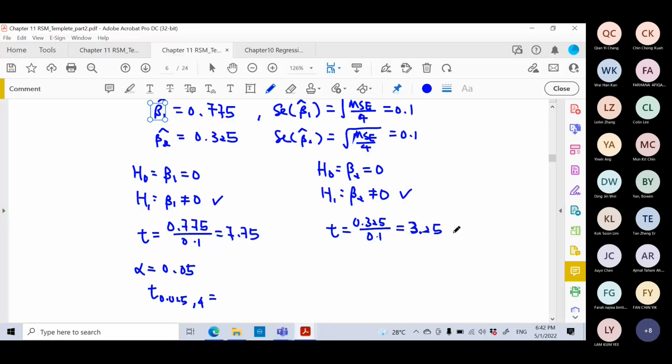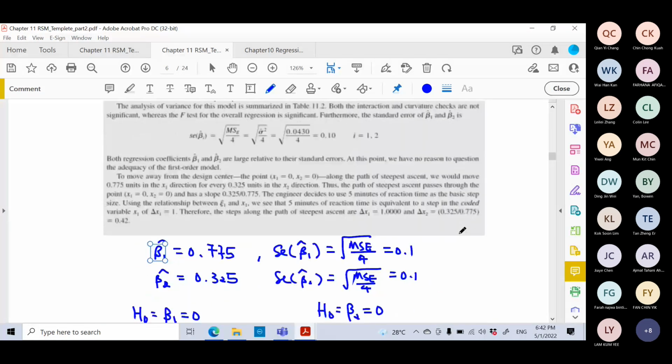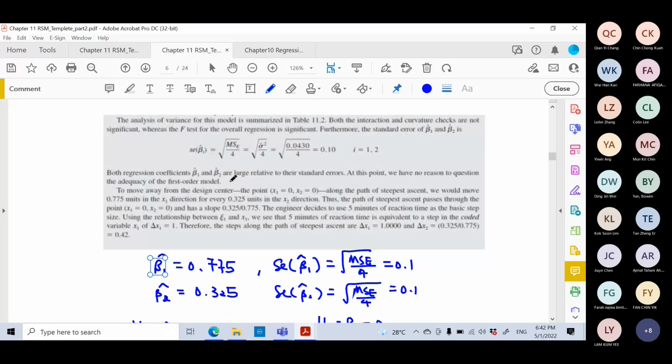So this is what they mentioned here. Both are relatively large compared to the error. So we have no reason to question the adequacy of the first order model. Therefore, in our first order model we have only beta 1 and beta 2 here.